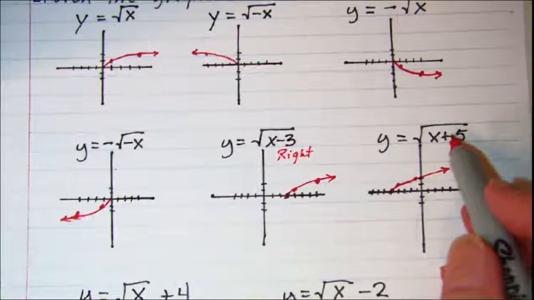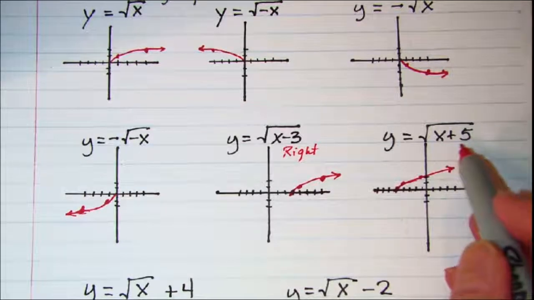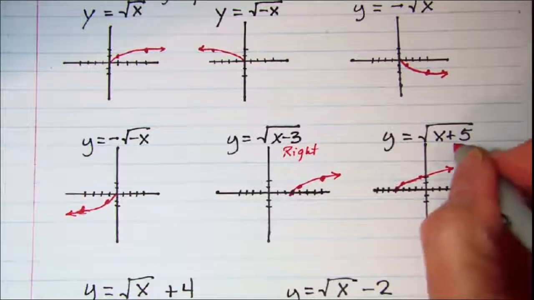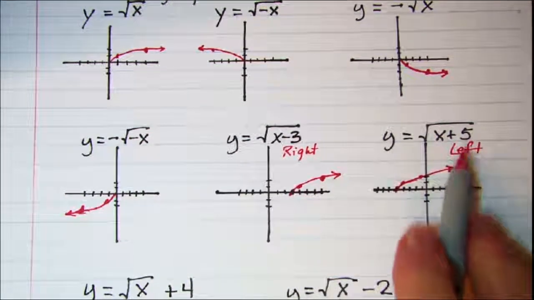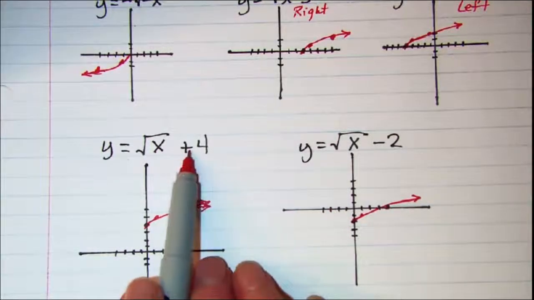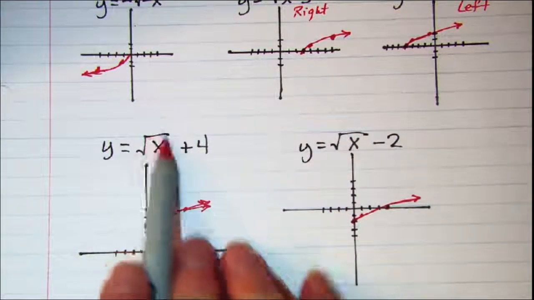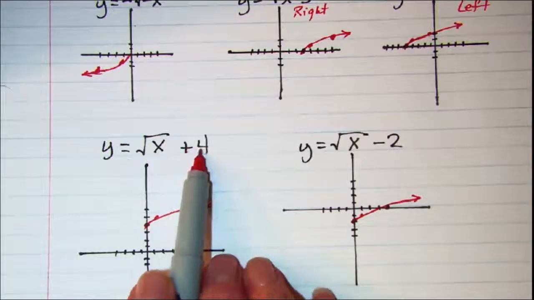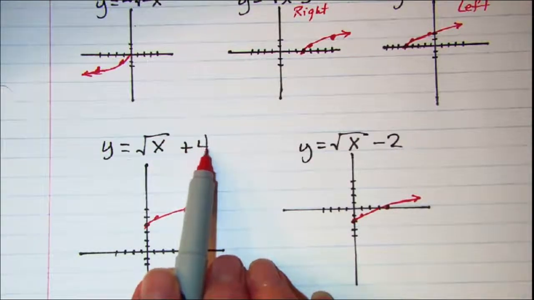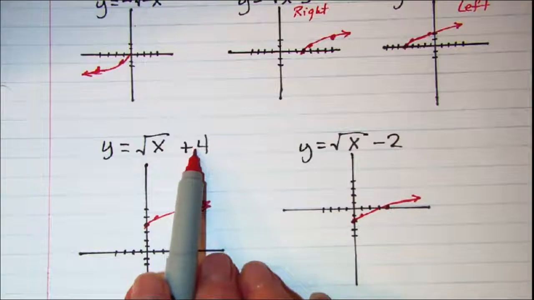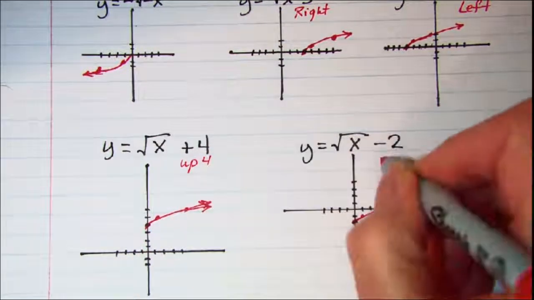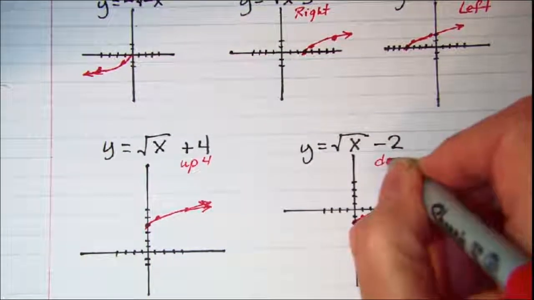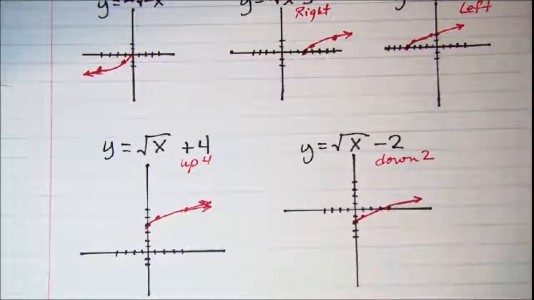And when we add inside the radical, that moves it left 5, or however many you add. And then when we add outside of the function, so our function is here, and then we add or subtract a number from that function, this moves it up and down. So this one goes up 4, and this one goes down 2.